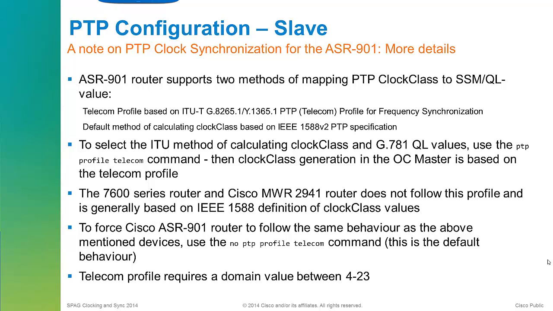I did say before about the domain value. Domain values are normally 0. People don't bother setting a domain value, but if you do have telecom profile, then to be compliant you need to set the domain value between 4 and 23. So I'll sort of leave that in there, mainly for reference if people come across it, rather than try and explain it now.